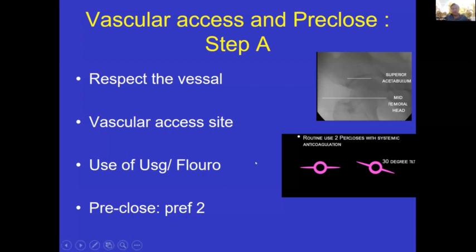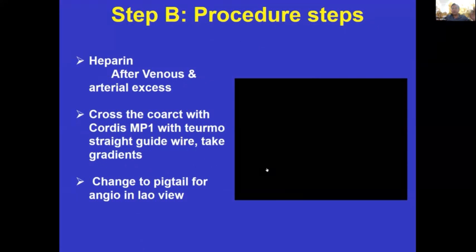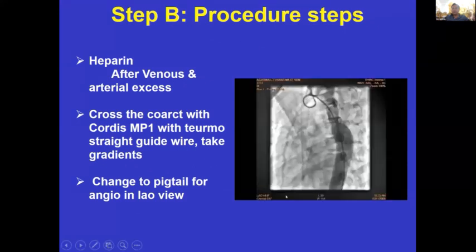And pre-close preferably. Whenever we have to use a pre-close, we do it when we put in the initial sheath, which is a 5 or 6 French sheath, because once we put in a bigger 10 or 12 French sheath, we may not be able to use a pre-close. So it is always a good idea to do it at an angulation so that you can use pre-closes. Coming to the steps, the most important ones have already been discussed: the planning and the vascular access.